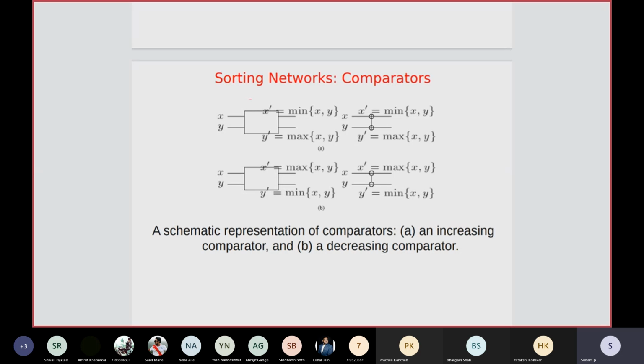The notation for the decreasing comparator is just a circle with a minus sign. And we are getting the output as x dash equal to max of x, y and y dash equal to min of x, y.